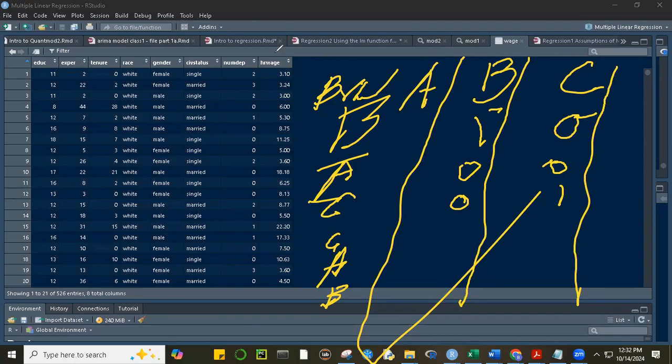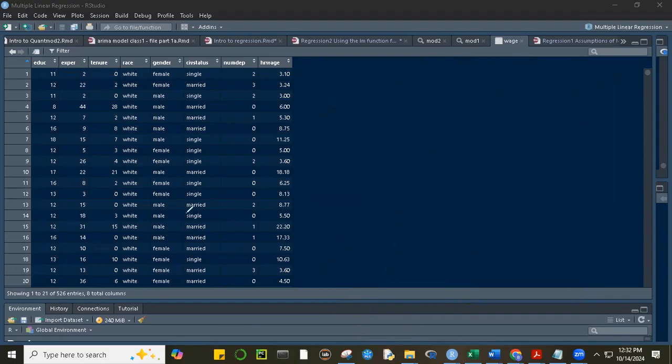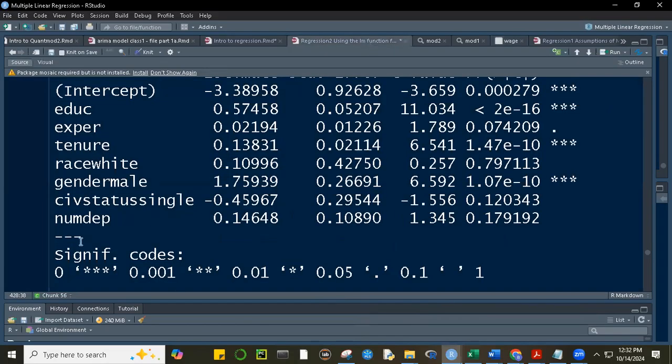Let me go to our regression result. Let me just explain that very quickly. Okay, here, class. This is gender male. So what does this mean, class? How do we interpret this? Number one, it's statistically significant. 3 stars means that it's significant at the 0.001 level of significance.